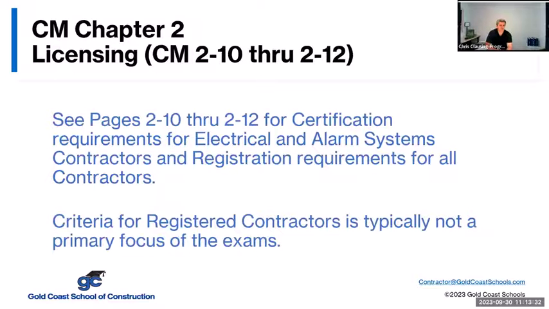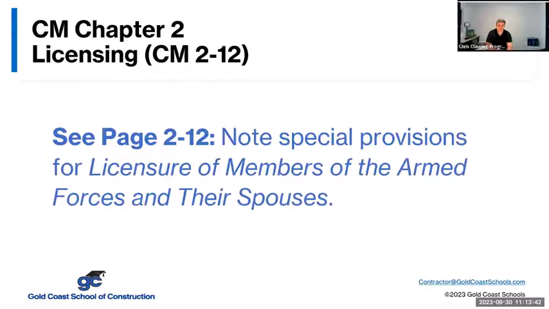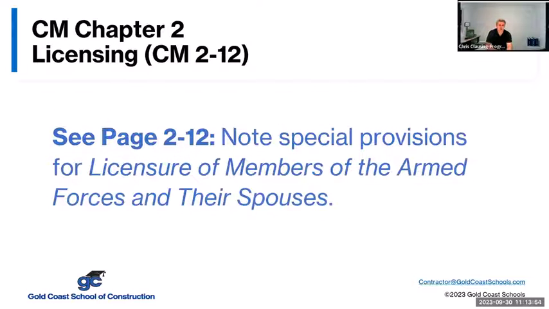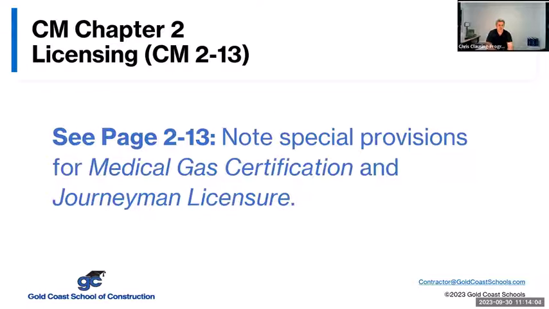Okay. See pages 2-10 through 2-12 for certification requirements. That's for the electrical alarm. All right. And again, just as I mentioned, the criteria for register is typically not a primary focus of these exams because these exams are for certified. So just know they're there. See pages 2-12. You're going to note the special provisions for licensure of members of the armed forces and their spouses. 2-13 for medical gas certification and journeyman licensure.